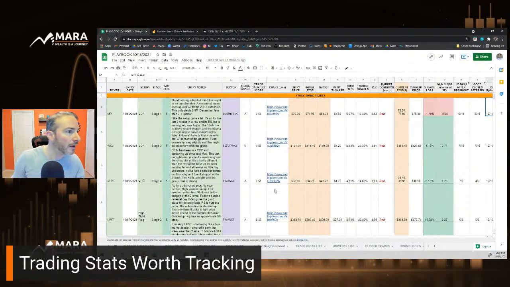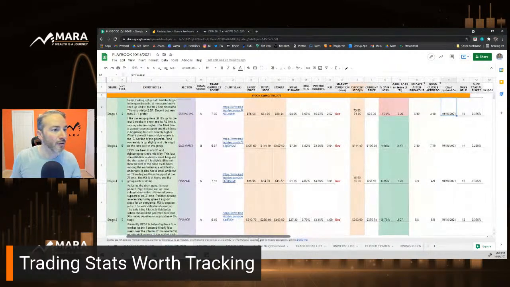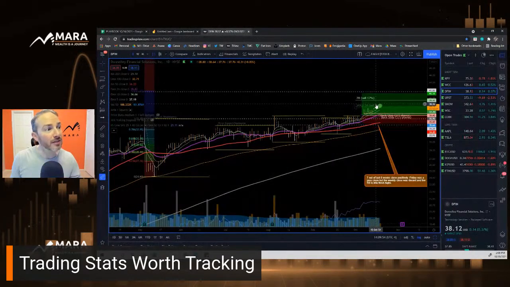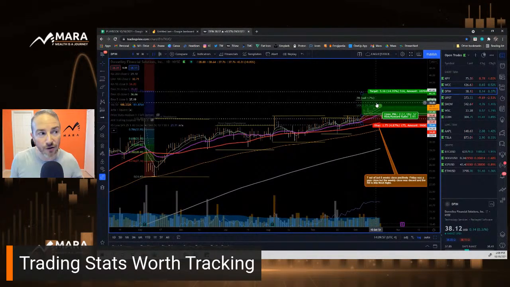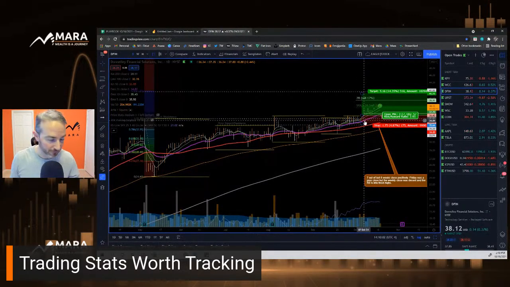All right, so you can see that there's a bunch of different things that we're tracking in here. One of them that we're going to talk about later on has to do with the high and low watermark in the trade. One of the ways that we track the high and low watermark is to see what is the highest point that the trade actually achieves, and what is the lowest point that the trade achieves while the trade is active.